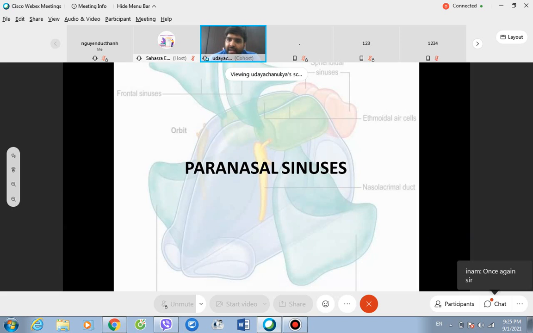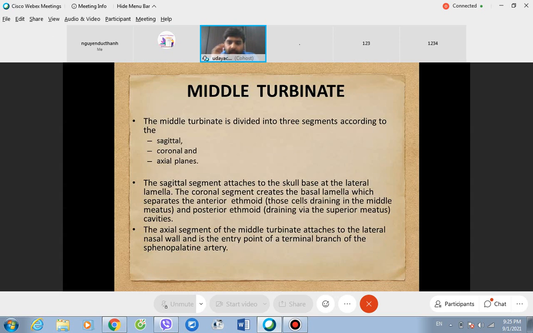Coming to the paranasal sinuses. Sir, can you repeat that? There's a middle turbinate attachments. Middle turbinate attachment. Okay. Just have a paper. Okay.